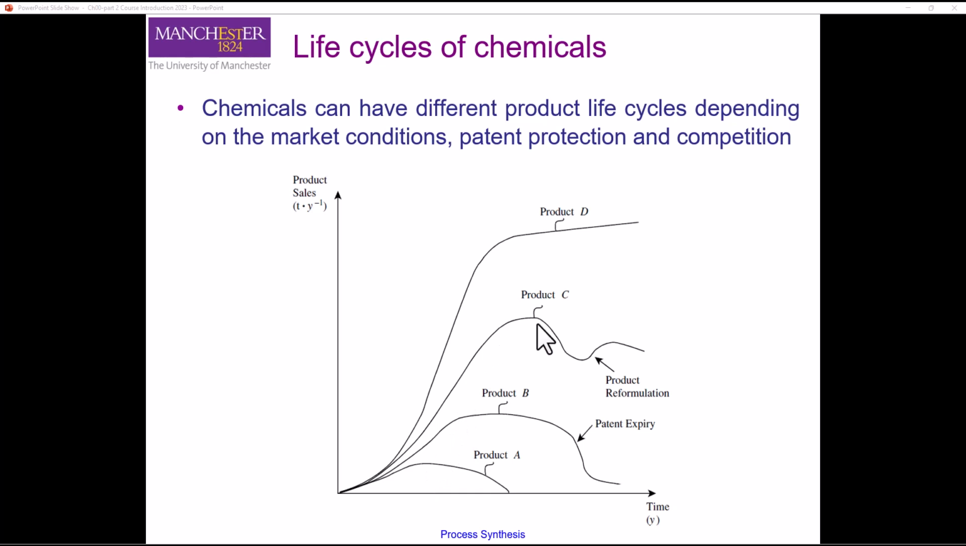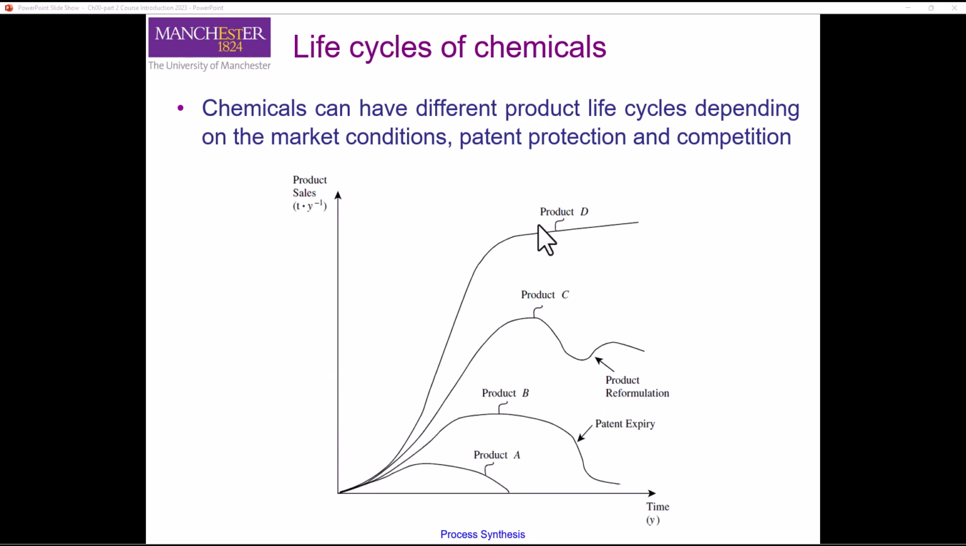Now we have product C, and product C is actually still better than product B, and it shows a good high volume of sales in its life cycle, and then there is a slight decrease, and then you can actually reformulate this product to extend its life cycle, or actually you can start a new life cycle after reformulation.